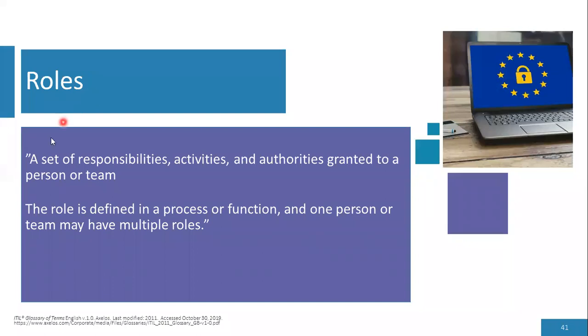First, the roles. A role is a set of responsibilities, activities, and authorities granted to a person or a team. For example, a product owner role has certain responsibilities, activities to perform, and certain authorities given to him or her. Similarly, the Scrum Master and the development team have their own set of responsibilities, set of activities to perform, and certain authorities granted to them. The role is defined in a process or function, and one person or team may have multiple roles.